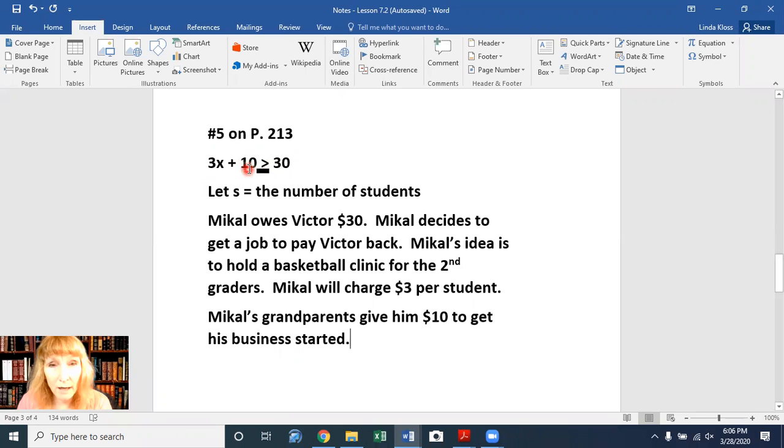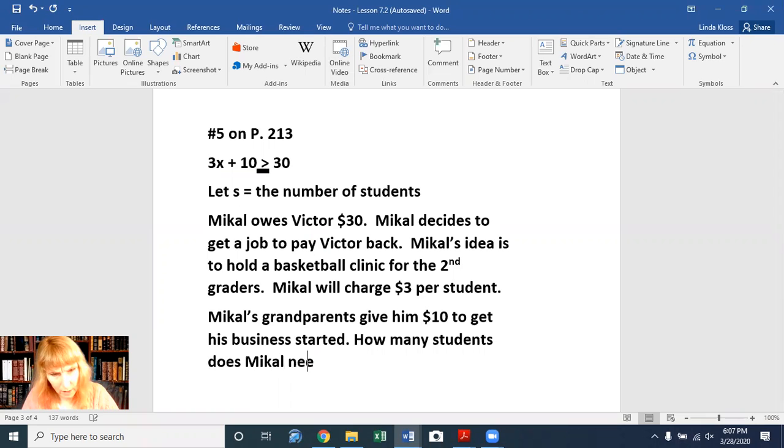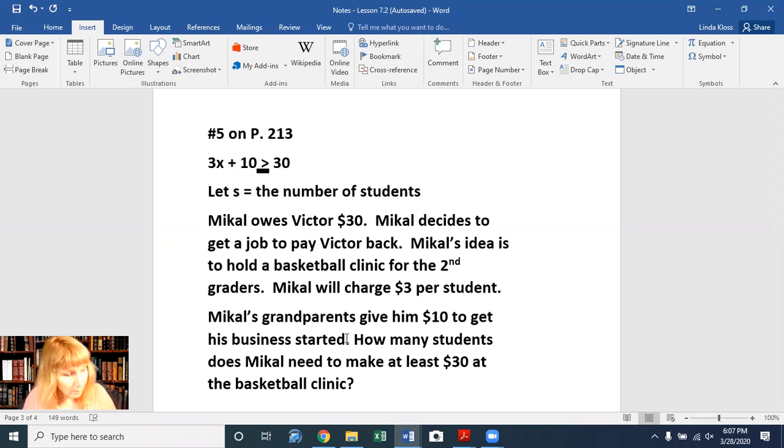He's already got $10. So now we have to figure out what we have to figure out here to make this word problem work. Great. We'll ask it in a question. How many students does Michael need to make at least $30 at the basketball clinic? See if that makes sense.